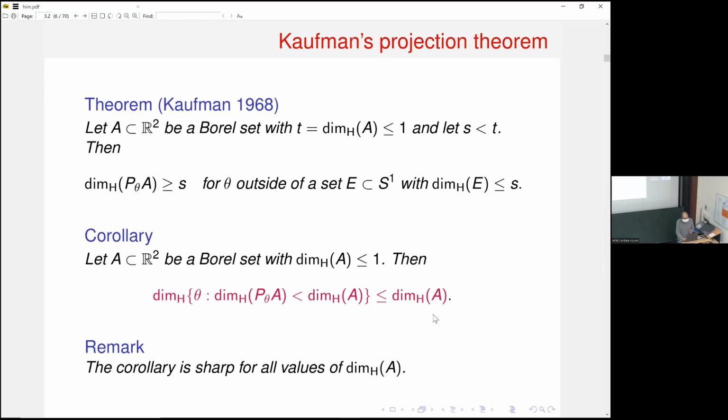And there are examples showing that this is sharp. So there could be a set, sharp in the sense that for every T there is a set of dimension T for which this set here actually has dimension T. In particular, if the dimension of A is 1, one cannot really improve Marstrand's projection theorem, at least using Hausdorff dimension. So the set of projections for which the dimension drops has 0 Lebesgue measure, but if A has dimension 1, then the set of bad directions could also have dimension 1. And it's a subset of the circle. So dimension 1 means that, at least from the point of view of dimension, it could be as large as possible.